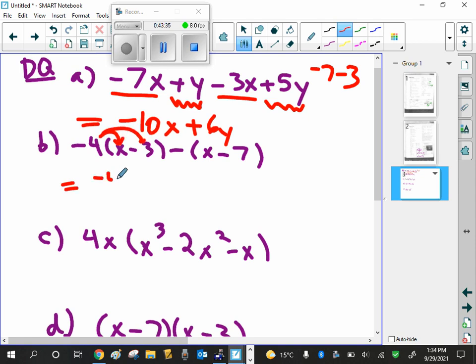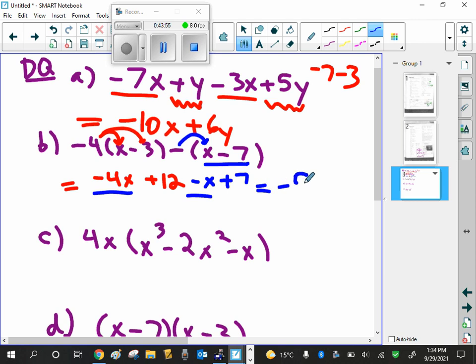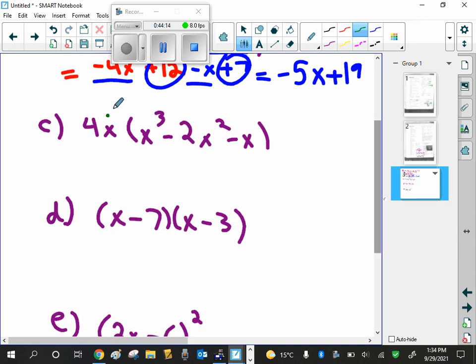So we're going to go negative 4x, and then negative 4 times negative 3 is plus 12. Next, negative x, or that's just subtracting that whole thing, so all those signs change, or multiply by negative 1. But you're not done. You got to finish it now. You got to collect like terms. So negative 4 subtract 1 equals negative 5. Keep the x. And 12 plus 7. Anybody get 19? Fist bump, you got that. Sweet. Double fist bump. I didn't say double fist bump. Good job.